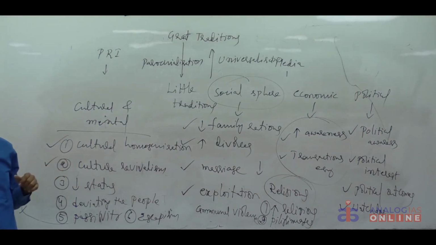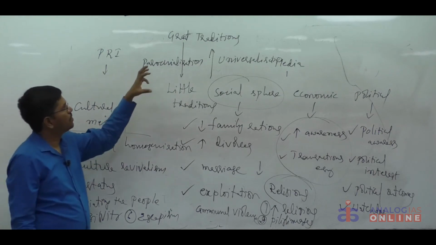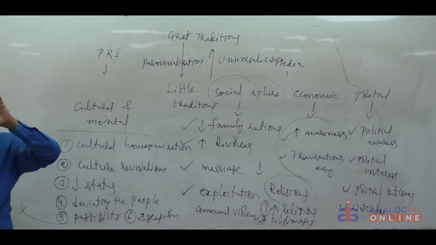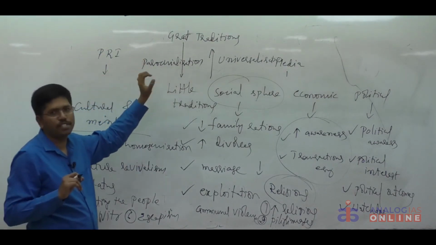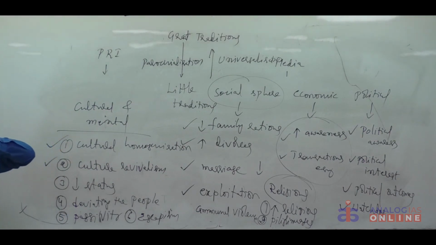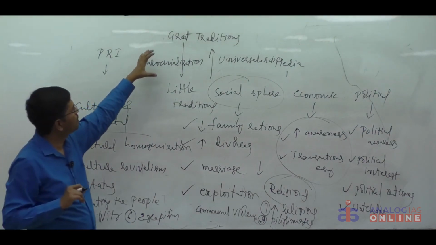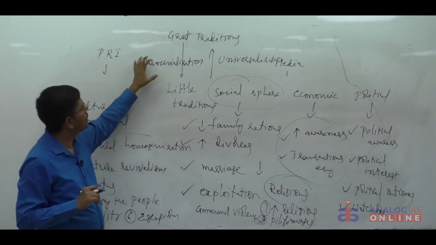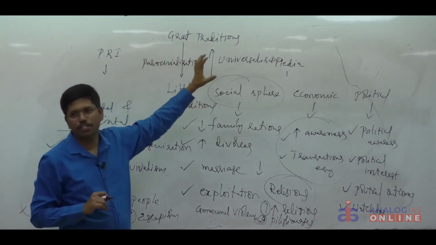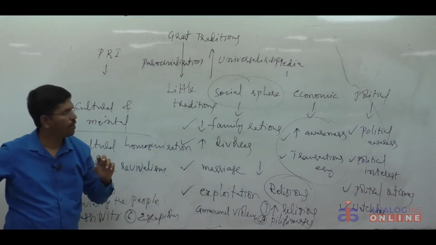These are the examples. Actually, the concept of great traditions and little traditions was introduced by Robert Redfield, but he failed to identify the interaction between the great traditions and little traditions. Later, another person, McKim Marriott, studied the interaction between great traditions and little traditions, and he explained it through the concepts of parochialization and universalization.